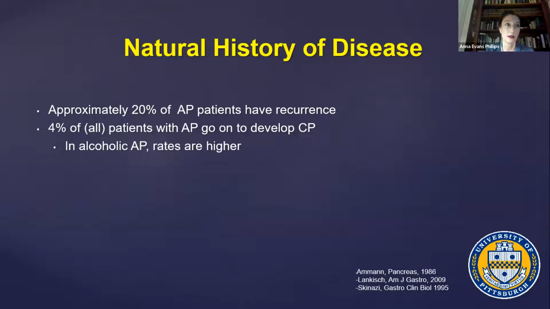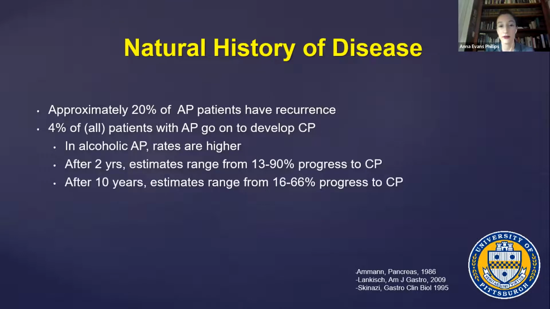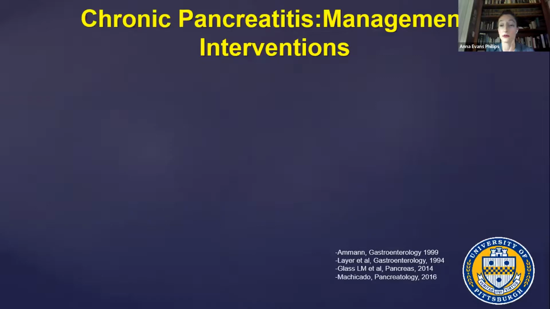And so in patients with alcoholic acute pancreatitis, rates are actually higher, and in some places have been estimated to range very high, from 13 to 90%, which is quite a wide estimate. But we do know that continued alcohol use and continued tobacco use are well described to hasten progression of the disease from acute through recurrent acute to chronic pancreatitis.